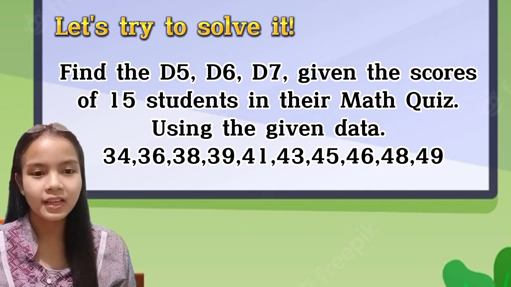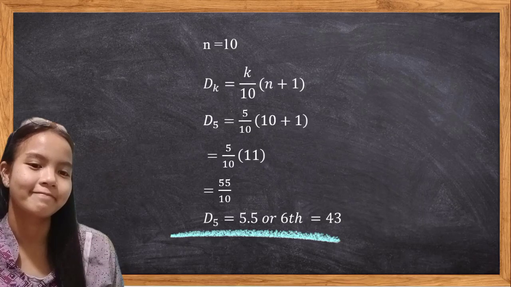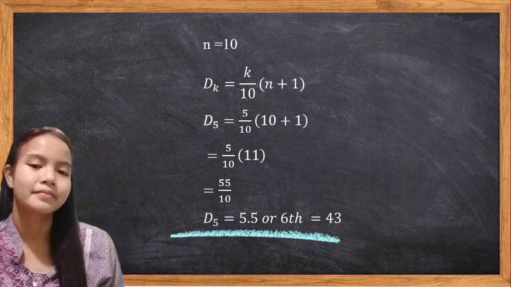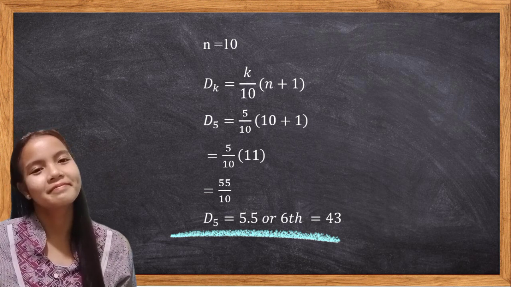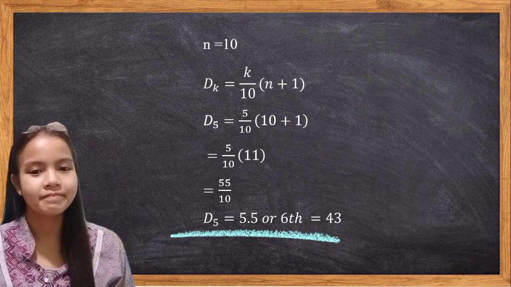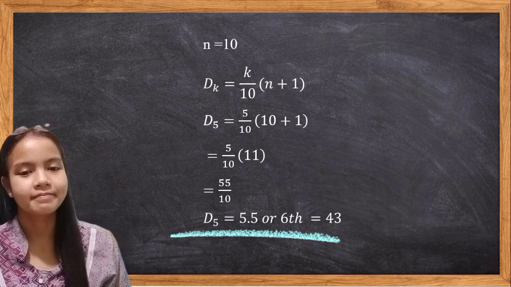So, can you explain your answers? n is equal to 10 because the given data are 10. So use the formula. d sub 5 is equal to 5 over 10 times 10 plus 1. So it will become 5 over 10 times 11, which is equal to 55 over 10. d sub 5 is equal to 5.5, or the 6th position, which is equal to 43.